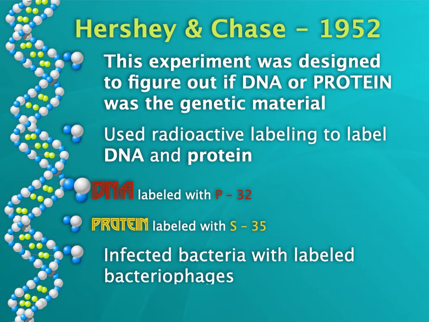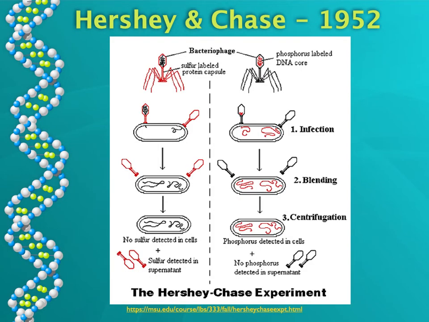This experiment was designed to figure out if it was DNA or protein. So what they did is they labeled DNA and they labeled the protein. The best way to do that in 1952 was with radioactive material. They used phosphorus P32 because phosphorus is only found in DNA, and they used sulfur 35 because sulfur is only found in protein. They infected the bacteria with these labeled things. And here's a picture, and the red signifies which was labeled.